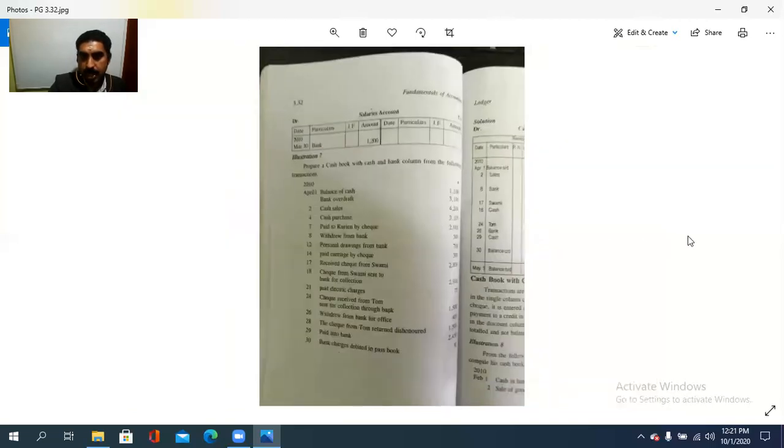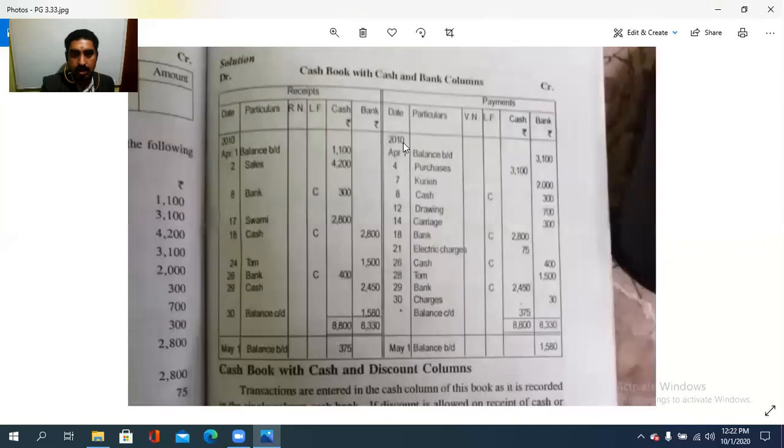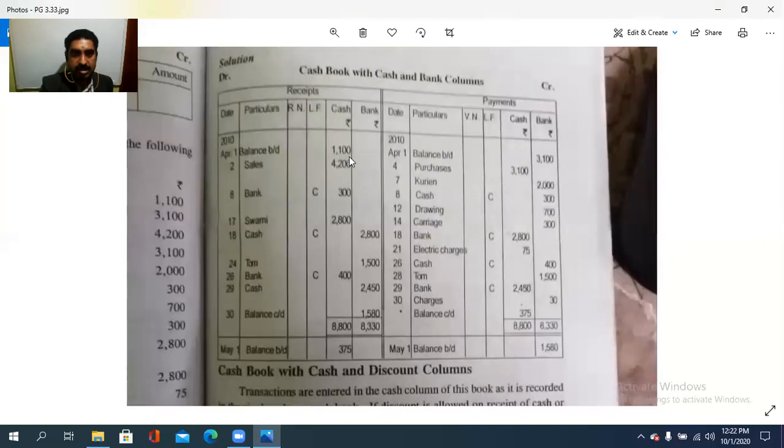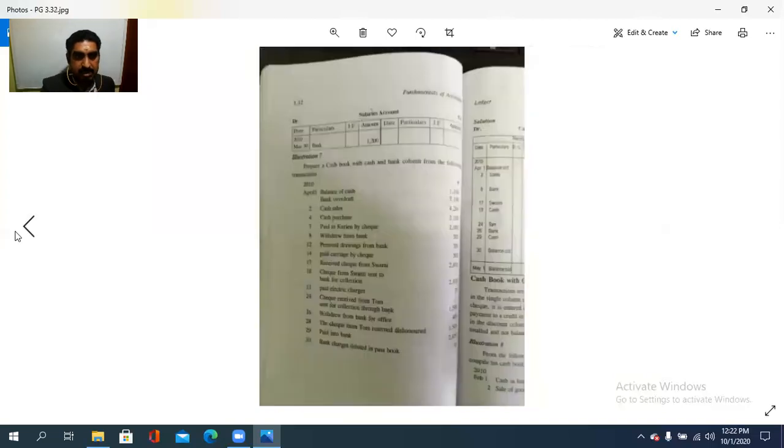So first item is what? Balance of cash and bank overdraft. So on the debit side, to balance brought down in the cash column, and on the credit side, by balance brought down in the bank column. See, it is coming in this way. Look, 1,100 in the cash column as opening balance, and 3,100 on the payment side, because it is a bank overdraft.